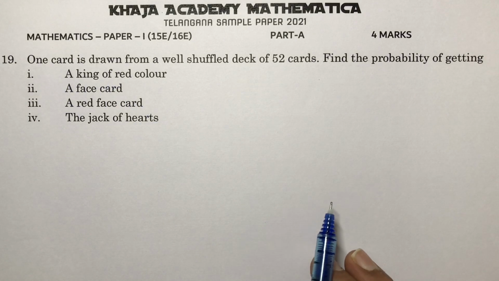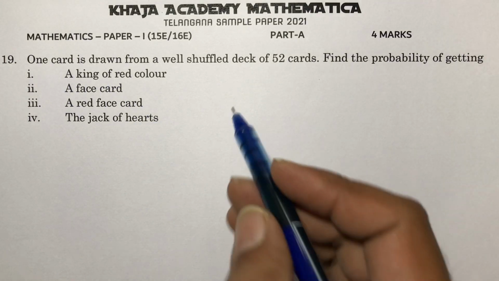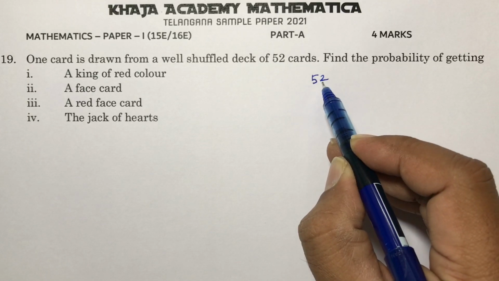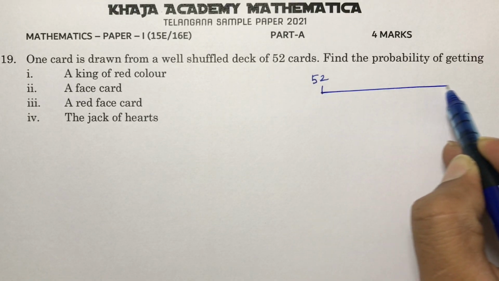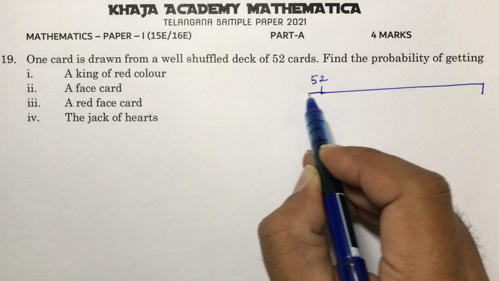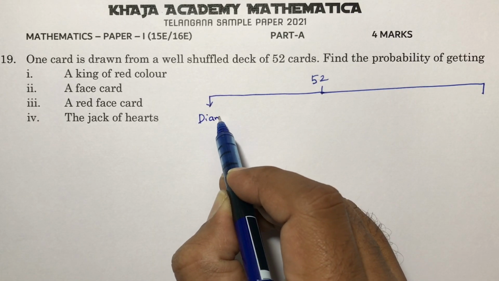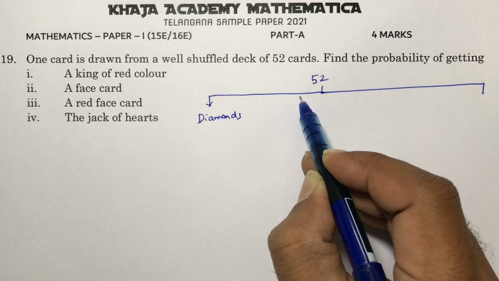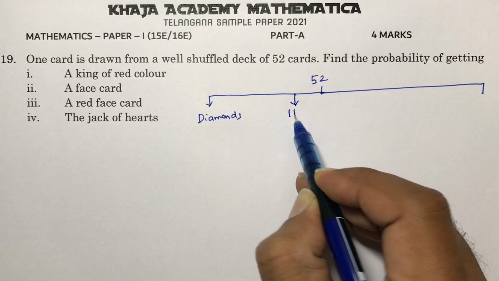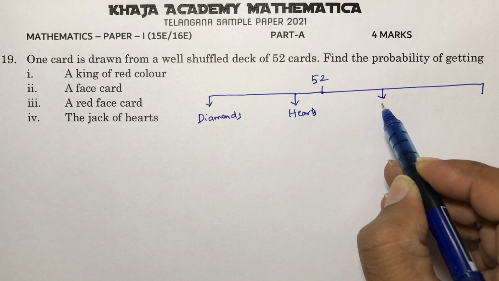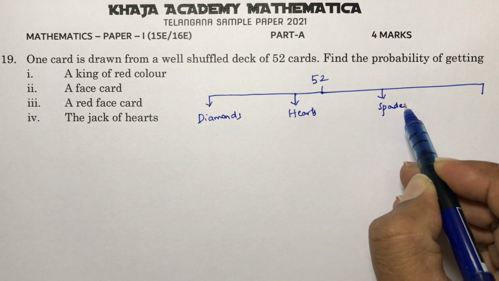One card is drawn from a well shuffled deck of 52 cards. So 52 cards. So I'll write the sample space. It's divided into 4 suits: diamonds, hearts, spades and clubs.